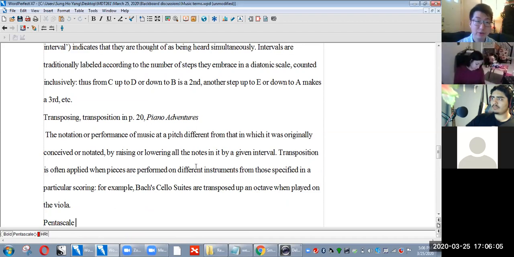Piano Adventures: transposition is the notation or performance of music at a pitch different from that in which it was originally conceived or notated, by raising or lowering all the notes in it by a given interval. So in SmartMusic, this third assignment has 16 bars of my own composition, and then another 16 bars following that music excerpt. It is transposed. So you will see that when you are doing some assignments.